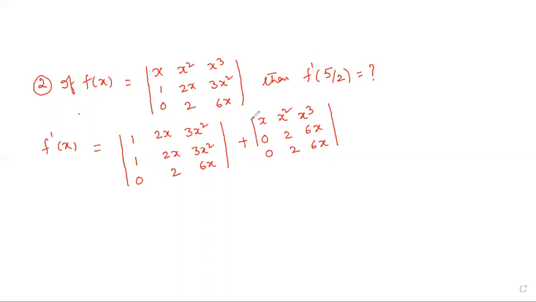Okay? Right. Next one. First row, second row, both are same: x, x square, x cube. Second row also same: 1, 2x, 3x square. Third row is 0, constant derivative 0, 6.